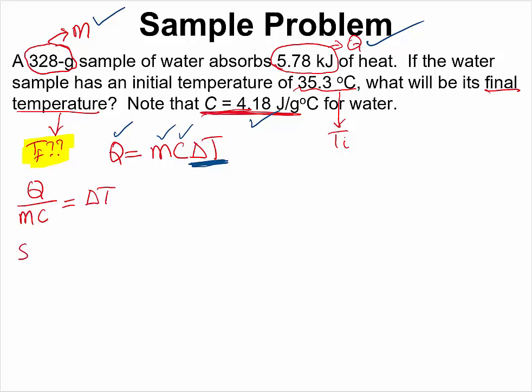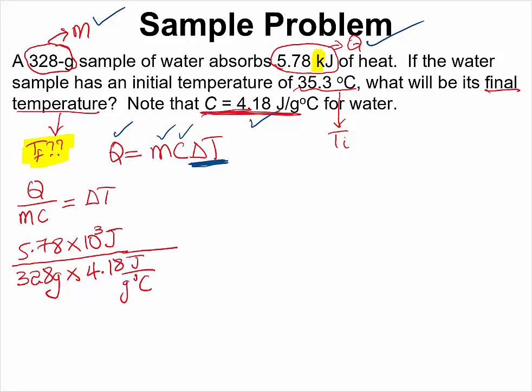Q is given as 5.78 times 10 to the power 3 joules. Remember, kilo simply means 10 to the power 3. Divided by M, which is 328 grams, times C, which is given as 4.18 joules per gram per degree Celsius. That should be equal to delta T. Joules will cancel out joules. Grams will cancel out grams. So the only unit we are going to be left with is degree Celsius.